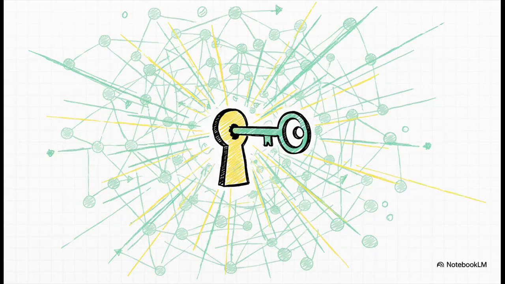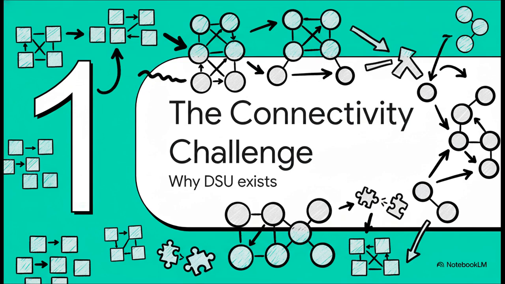Well, the secret to pulling this off is DSU. It's this incredibly elegant, super efficient data structure that was designed for exactly this kind of problem. And trust me, getting your head around this is absolutely crucial, not just to ace interviews, but to solve a whole class of real-world connectivity puzzles. Okay, so first things first, let's really dig into the specific problem DSU was born to solve.